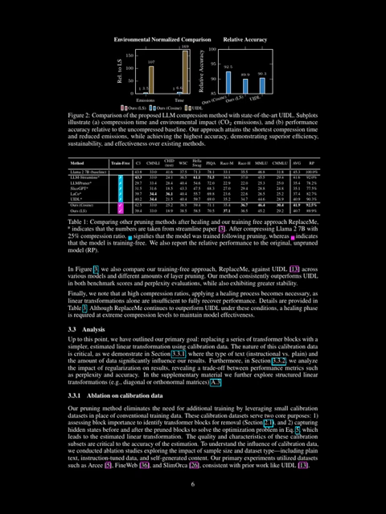Asterisk indicates that the numbers are taken from the LLM-Streamline paper [3]. After compressing Llama 2-7B with a 25% compression ratio, one symbol signifies that the model was trained following pruning, whereas the other indicates that the model is training-free. We also report the relative performance to the original unpruned model, RP. In Figure 3, we also compare our training-free approach ReplaceMe against UIDL [13] across various models and different amounts of layer pruning. Our method consistently outperforms UIDL in both benchmark scores and complexity evaluations, while also exhibiting greater stability.